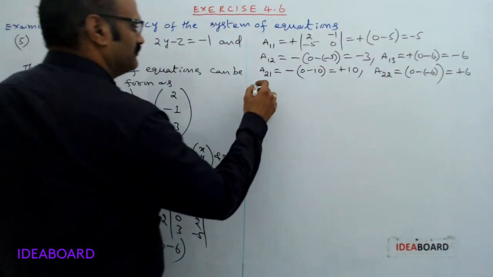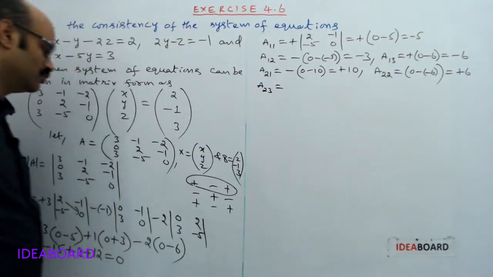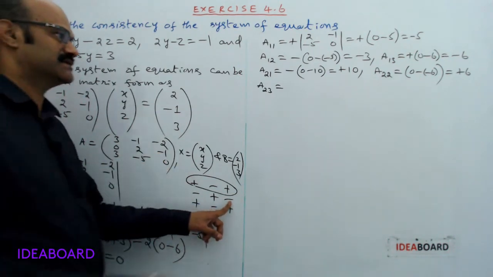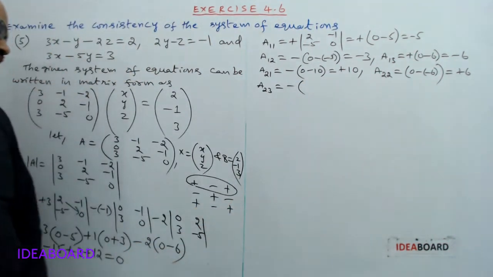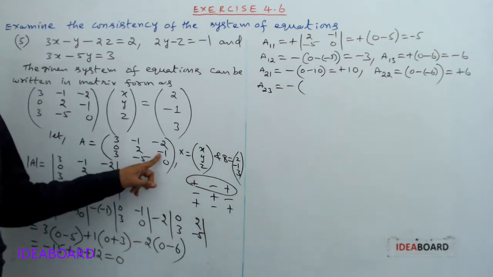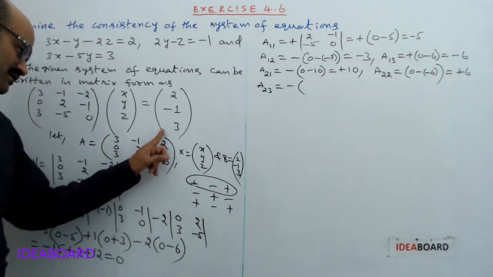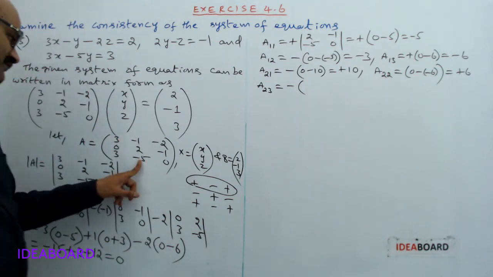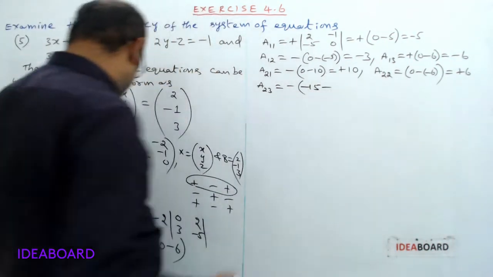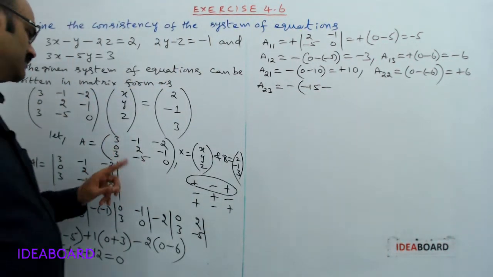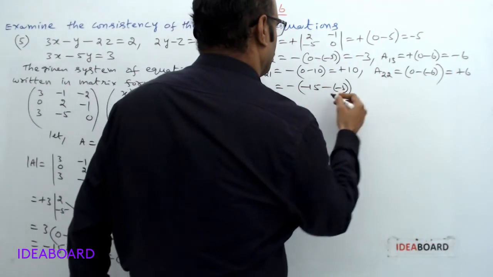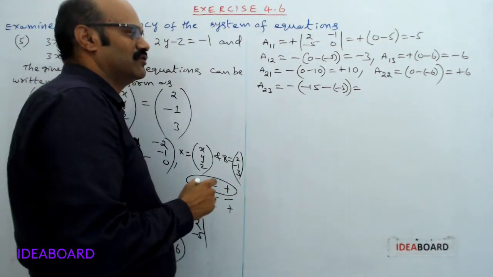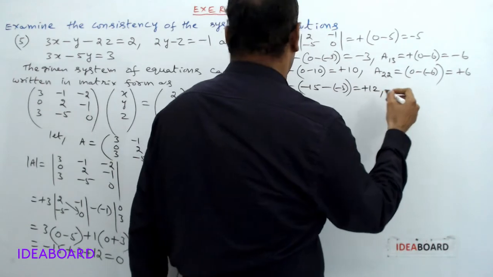Next, A23 equal to cofactor of minus 1. We have to take the sign minus. The element minus 1 lies in second row and third column. So we have to take these 4 elements in a determinant. 3 into minus 5 minus 15, minus 3 into minus 1 minus 3 equal to minus 15 plus 3, minus 15 plus 3 equal to minus 12, minus into minus plus 12.